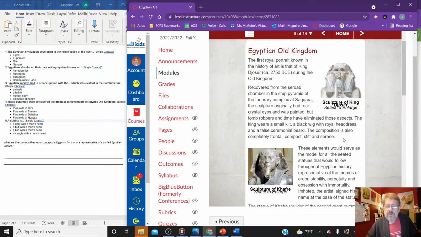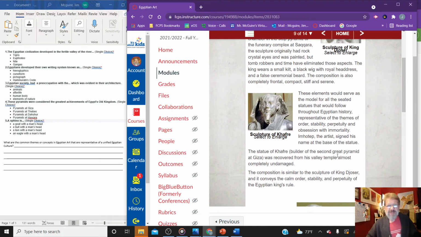The composition is also completely frontal, compact, stiff, and serene. In other words, not a lot of life in it. Very stiff. These elements would serve as the model for all seated statues that follow throughout Egyptian history, representative of the themes of order, stability, perpetuity, and obsession with immortality. Imhotep, the artist, inscribed his name at the base of the statue.